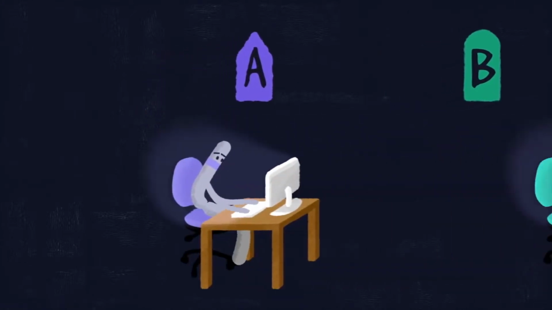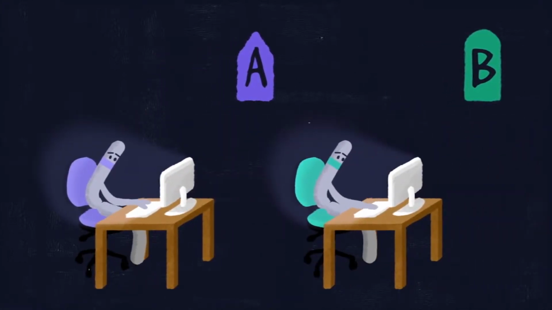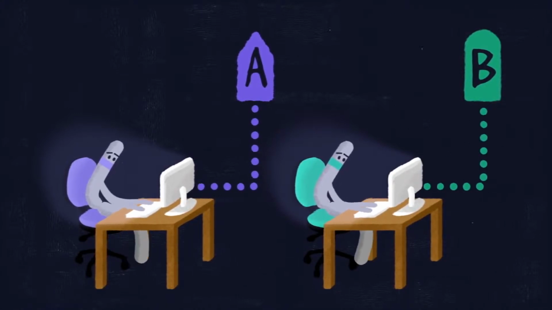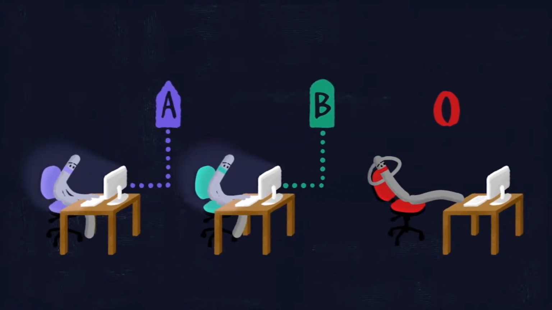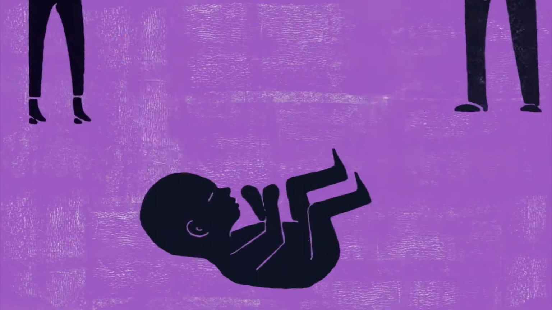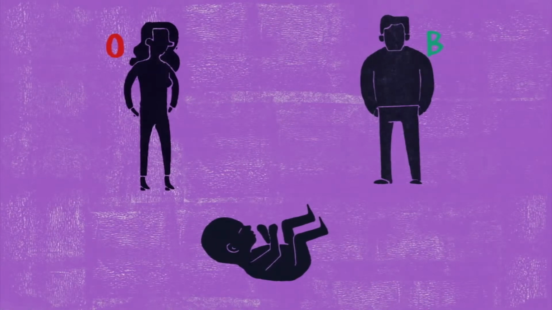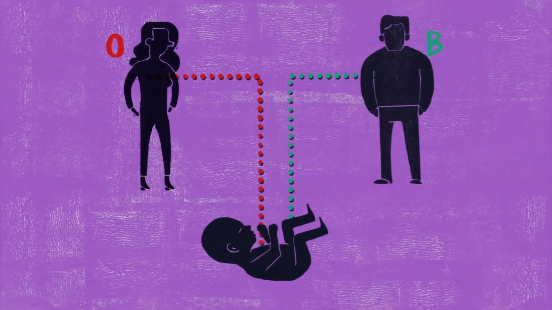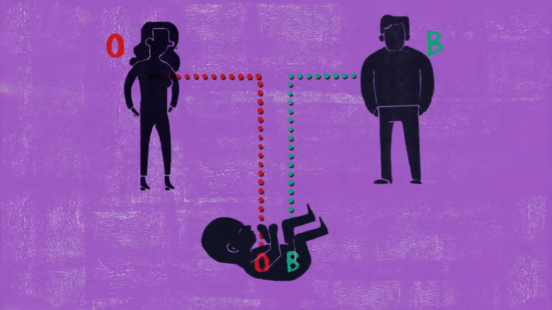But how do we get 4 blood types from only 2 antigens? Well, the antigens are coded for by 3 different alleles, varieties of a particular gene. While the A and B alleles code for A and B antigens, the O allele codes for neither. And because we inherit one copy of each gene from each parent, every individual has 2 alleles determining blood type.